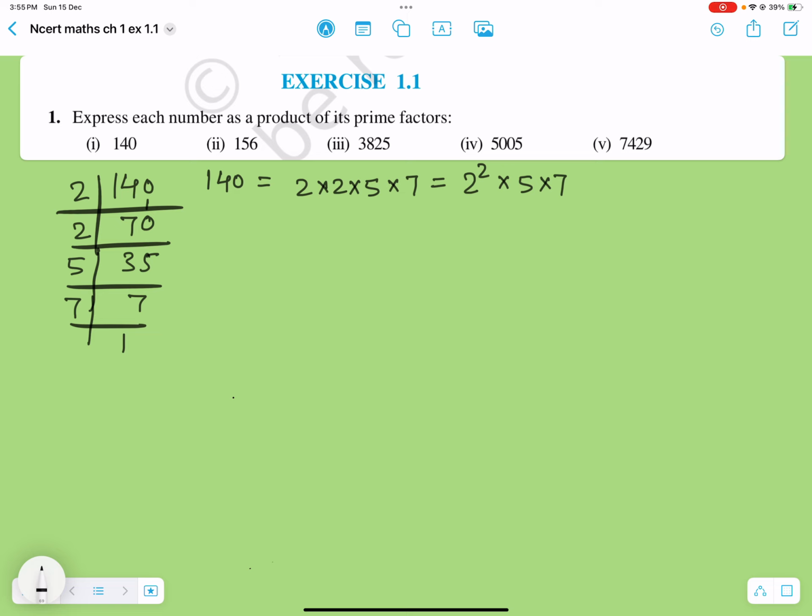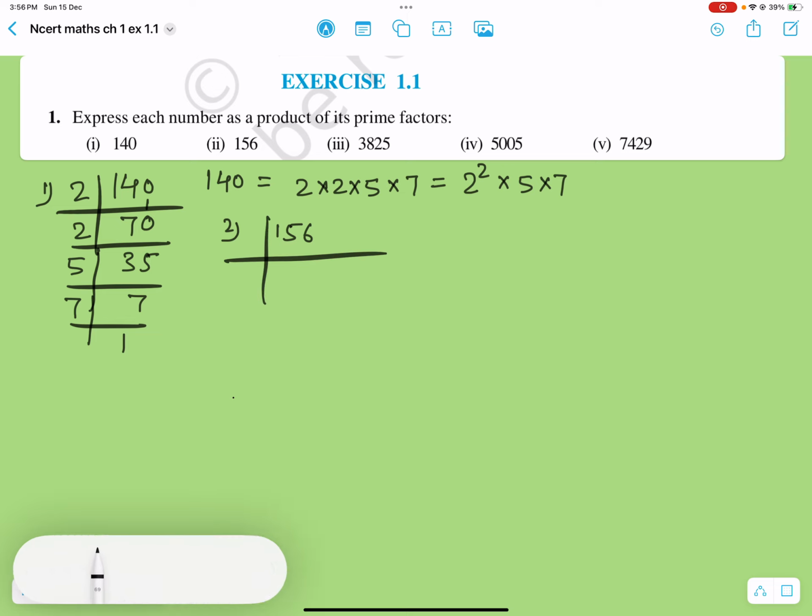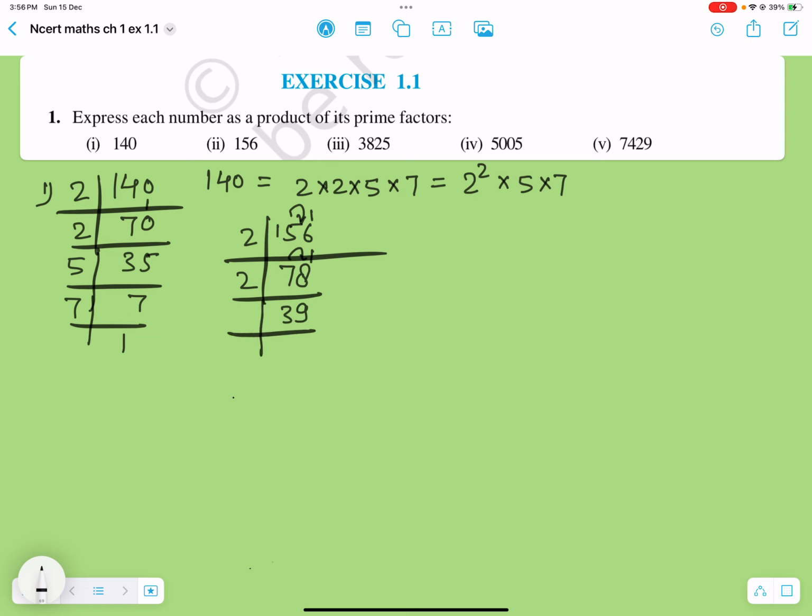Cool. So the next number would be 156. So we'll do the same thing with 156. Let me just erase this. Cool. So we'll try to do it with 2. 2 7s are 14 and then 1 goes here, becomes 16. 2 8s are 16. Again with 2 because it's again even, 8 is an even digit. So 2 3s are 6 and 1 goes to the tens place, so becomes 18. 2 9s are 18 and then it's not going to be divided by 2.